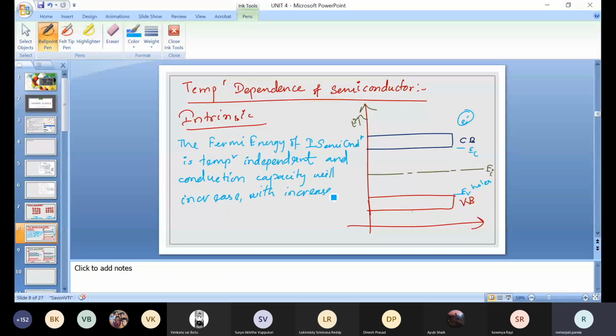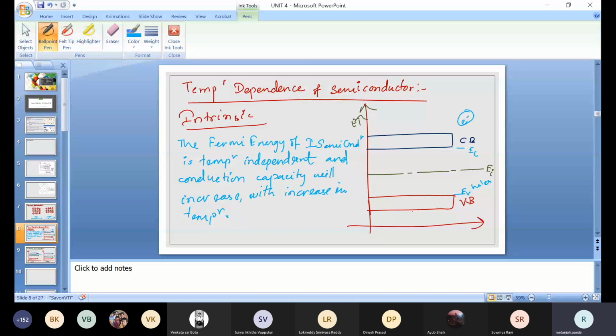Is it fine? Do you have any doubt in this one? If you are having any doubt, put it in the chat box. I will read it and clear your doubt. Whenever you get a doubt, put the message. Okay, I will read and clear it. So I am continuing with the same topic.